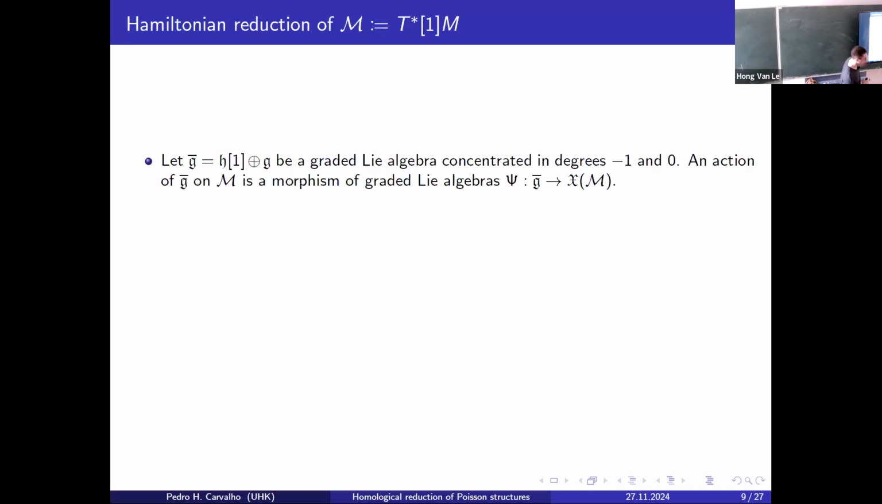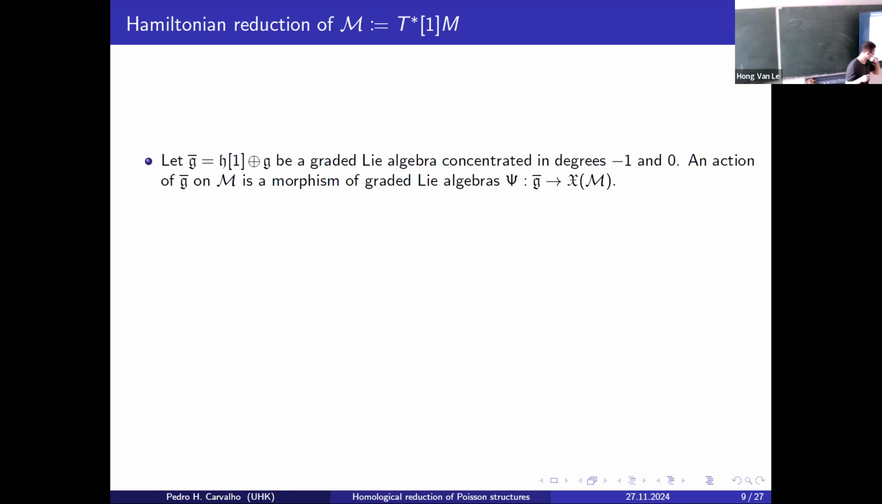We need some graded algebra. So I hear it's concentrated in degree 0 and -1. It's by degree reasons. Otherwise, you don't find the correct Hamiltonian functions. It's just some algebra, concentrated in degree 0 and -1, acting on this graded manifold. So you just have a Lie algebra map from this graded algebra to the algebra of derivations, but now derivations of the graded algebra. Okay, so derivations of these multivector fields.